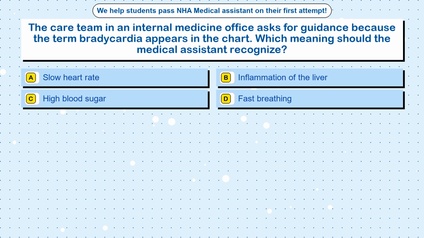Question 64. The care team in an internal medicine office asks for guidance because the term bradycardia appears in the chart. Which meaning should the medical assistant recognize?